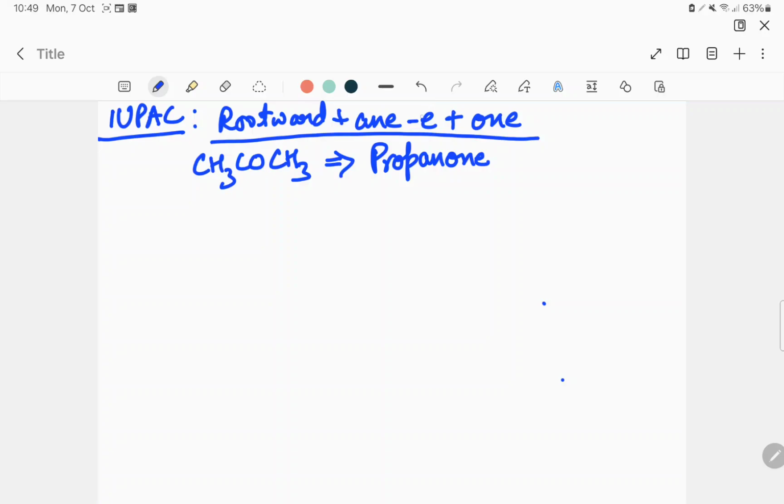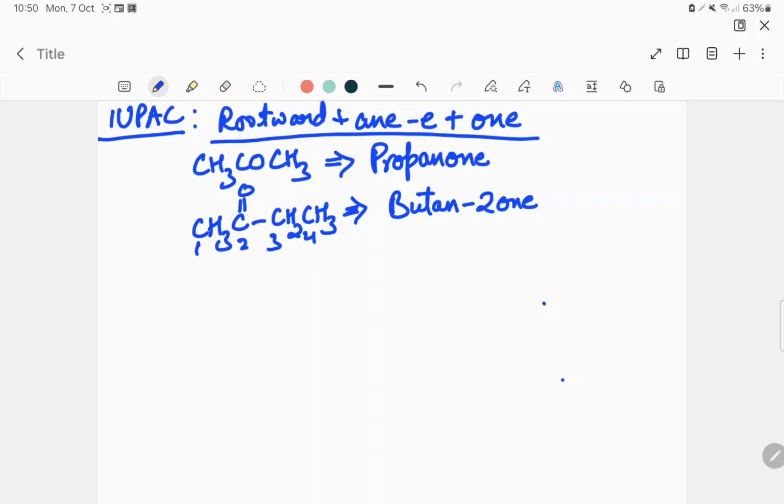Here the E of propane we have removed. If there is an unsymmetrical ketone present, in this we give the lowest number to the ketone group, 1, 2, 3, and 4. The name will be butan-2-one.